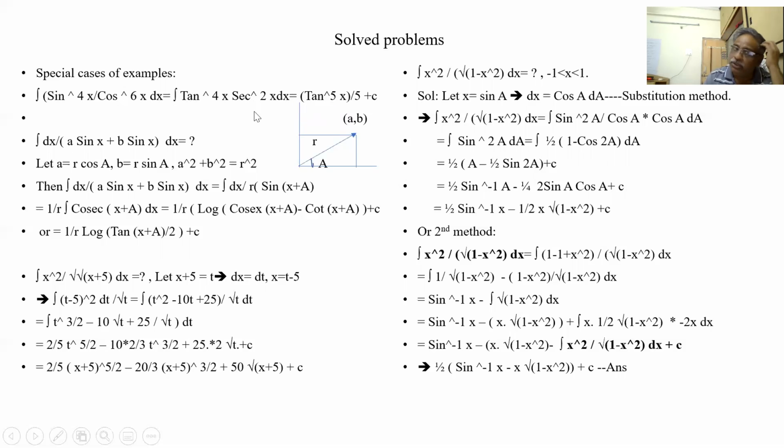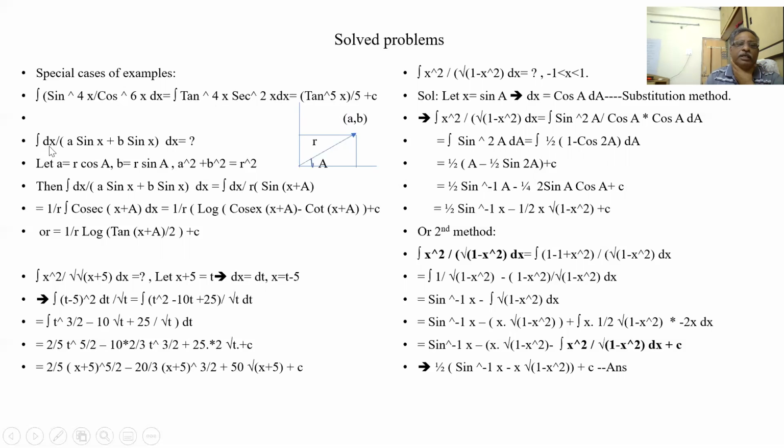Otherwise you have to put tan x is t. So tan to the power of 4x is t to the power of 4. Secant square x dx is dt. In place of secant square x dx I will put dt, and in place of tan to the power of 4 I will put t to the power of 4. So t to the power of 5 by 5, so this is tan to the power of 5x by 5.